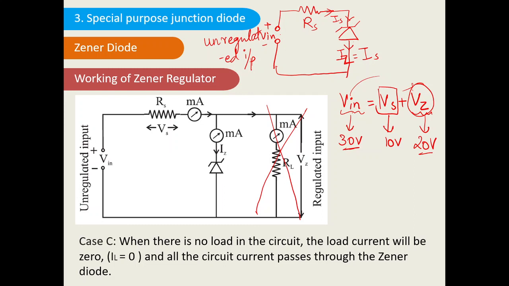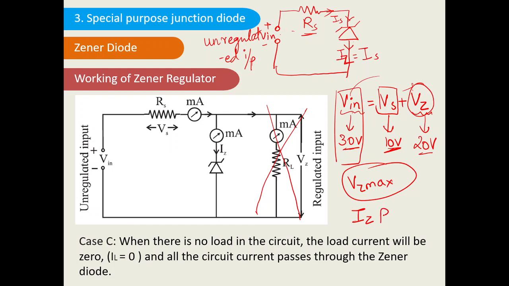The value of Rs should be selected in such a way that in the no load condition, it should drop that much voltage. The maximum Vin voltage should be dropped by some amount such that Vz maximum will not be crossed. How will Vz maximum be crossed? Vz is equal to Iz into Rz. What is Rz? There will be some resistance of this Zener diode also.